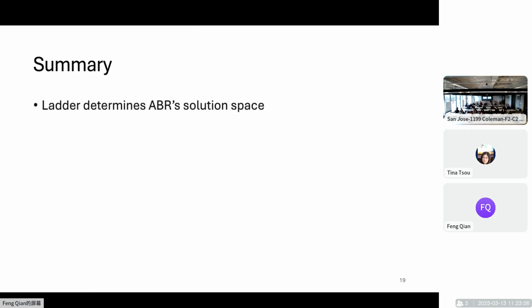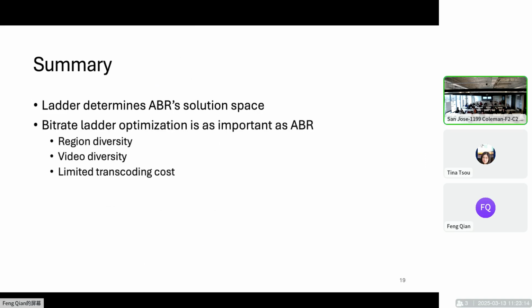Okay, let me try to summarize. First, I hope you are convinced that the ladder determines the ABR's solution space, and bitrate ladder optimization is really important. It is as important as ABR, or even more important than ABR. Why? Because, as I demonstrated, there is region diversity, so we need different ladders for different regions. There is video diversity, so we need different ladders for different videos. And also we have limited transcoding cost.